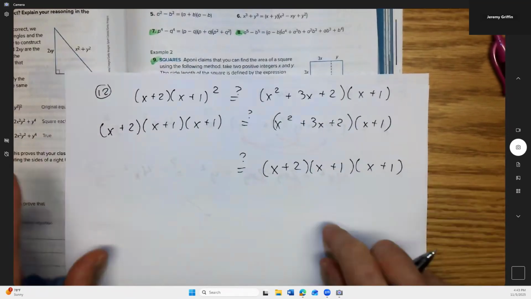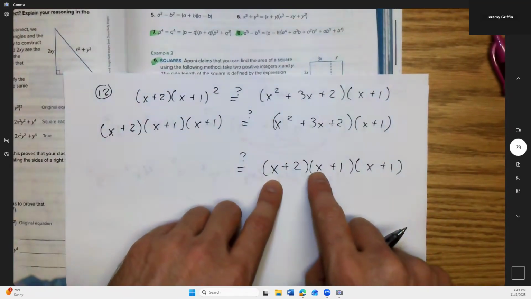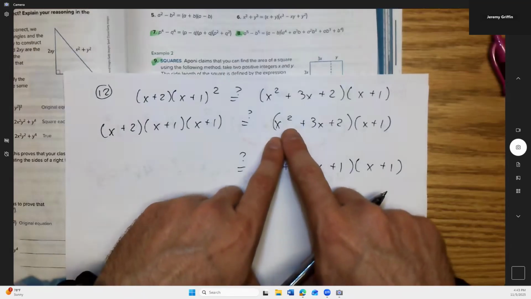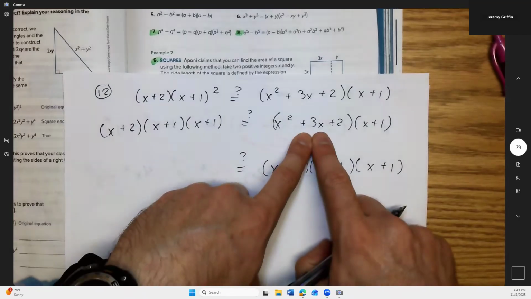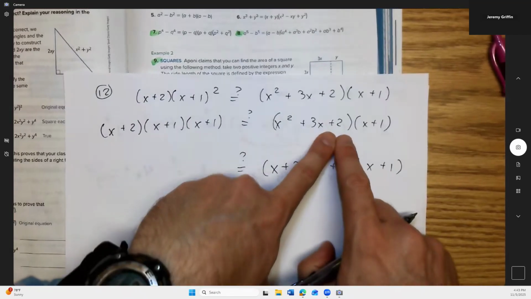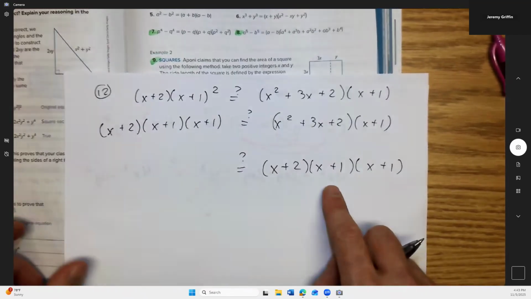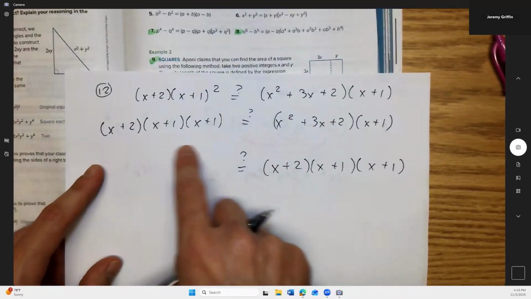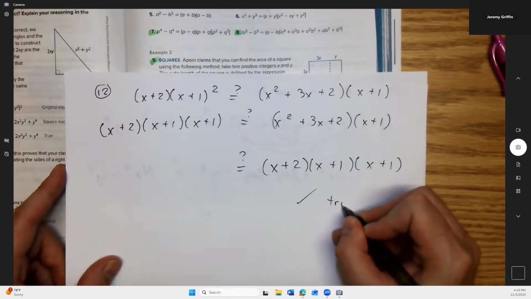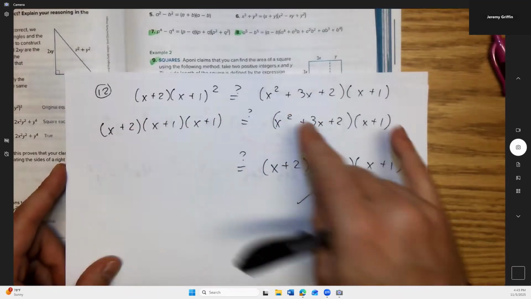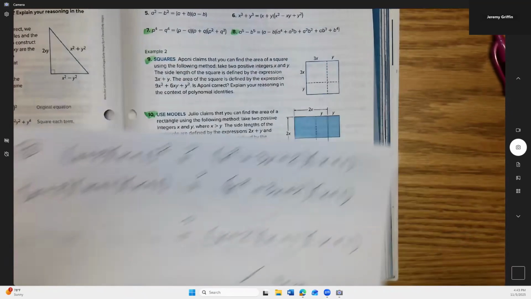And see, if you check your work, you can do FOIL. So first, x times x is x squared. Bing. Outside, x. Inside, 2x. Add that together, you get 3x. Bing. Last, 2 times 1 is 2. Bing. Yeah, this totally factors like this, which exactly matches the left side. So true, that is an identity. The left side is the right side. So the original statement from the book is correct.